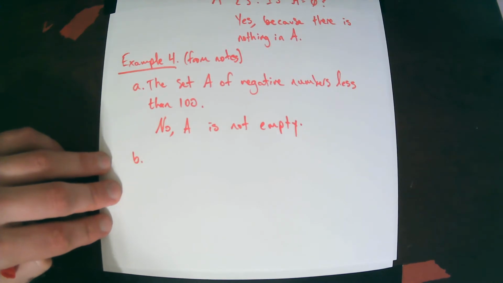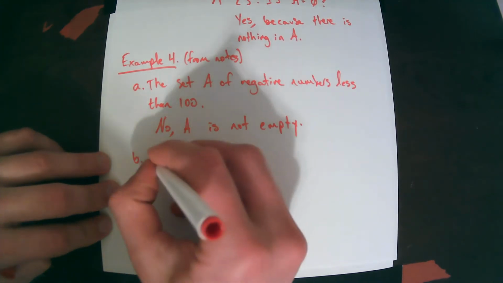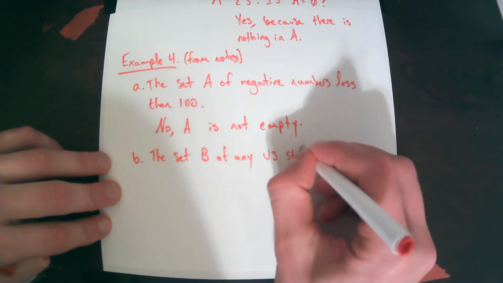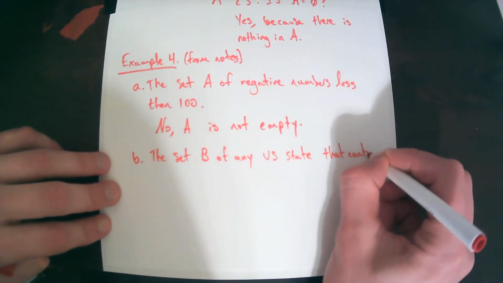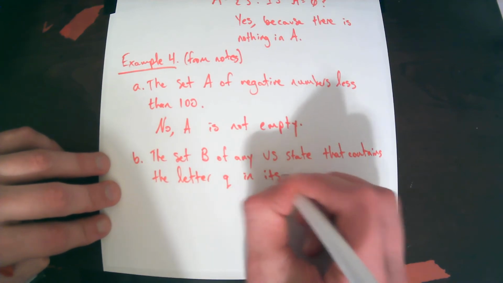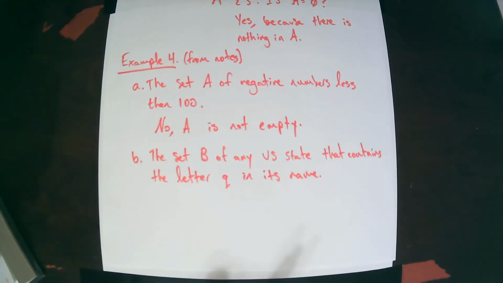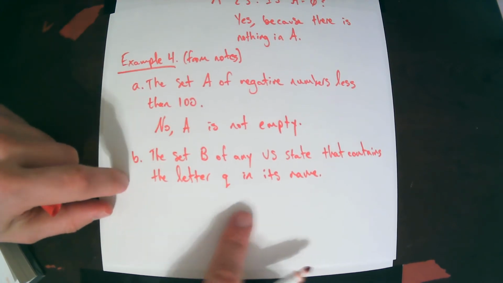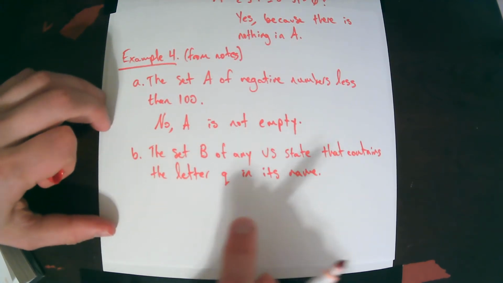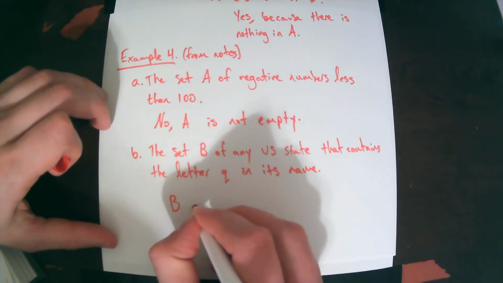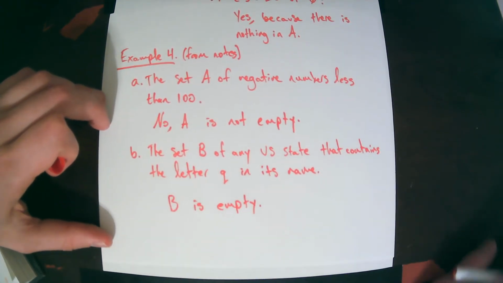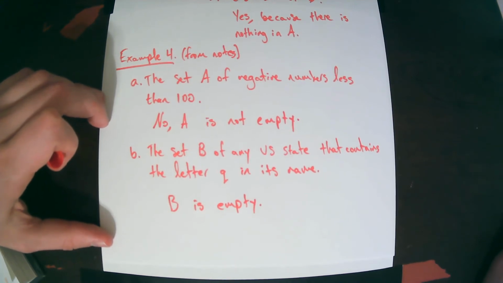Okay, what about B? The set B of any state that contains the letter Q. I'm going to be specific and say any US state with the letter Q in its name. Think about that. Is there any US state that contains the letter Q in its name? No, right? So what is in B? If B is the set of all states that have this letter Q, that means B is empty. Why? Because there is no US state that has a Q in its name. So B is empty.